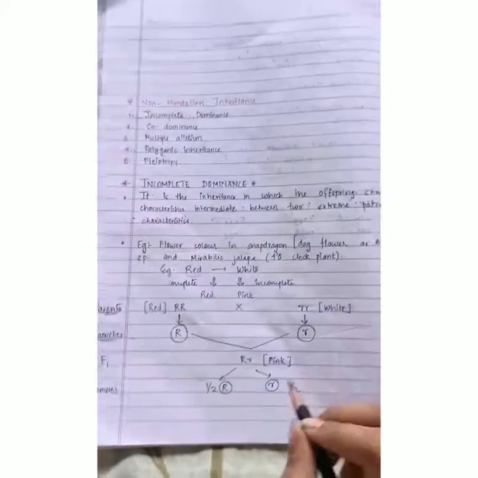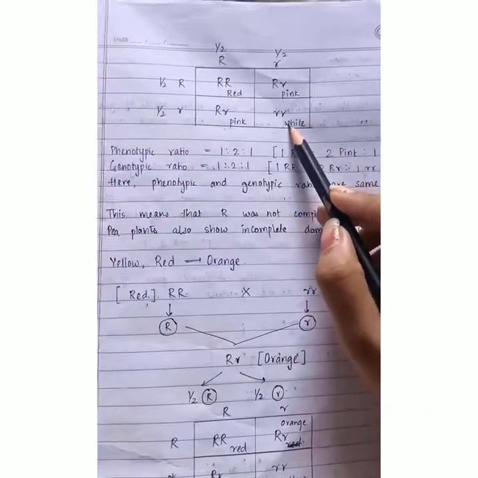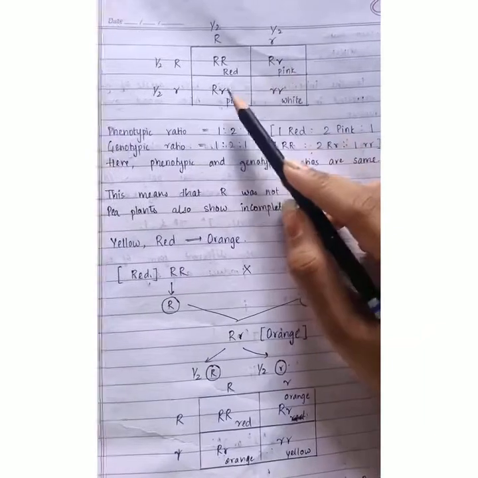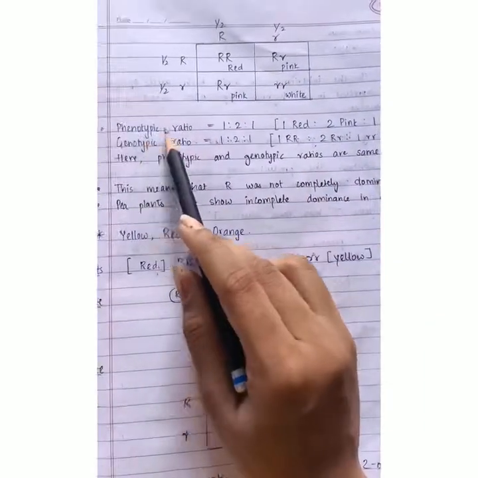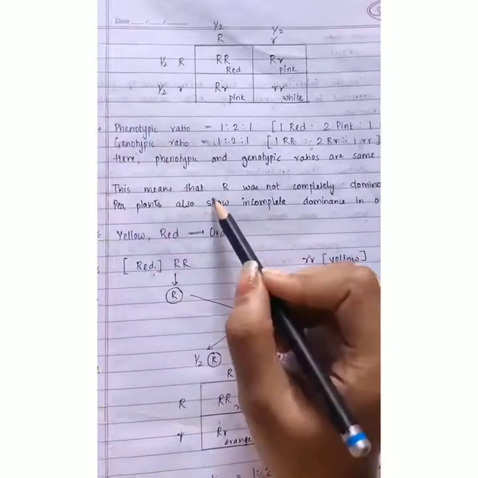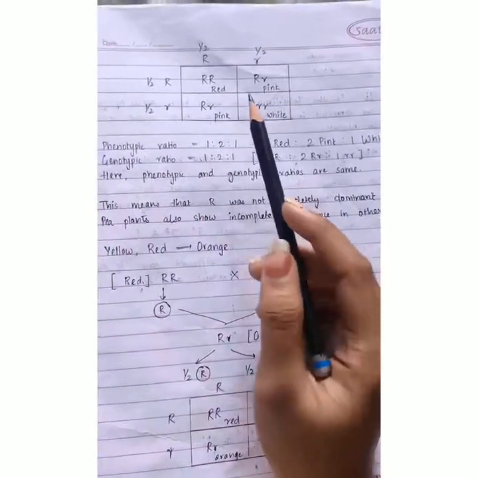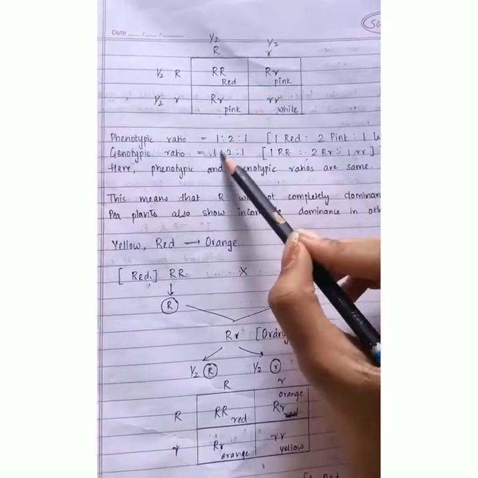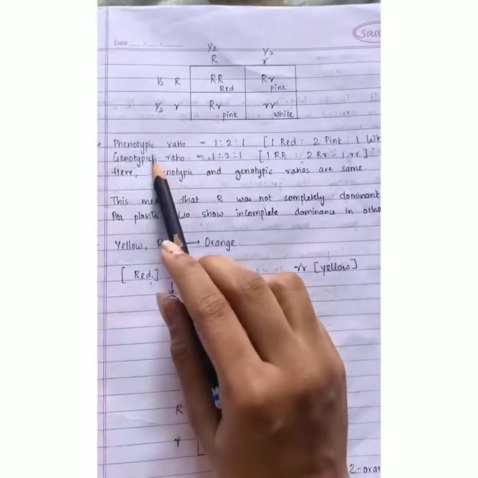And these gametes will undergo the F2 generation. As it undergoes the F2 generation, it will form RR, Rr, Rr, and rr. So the phenotypic ratio: what is phenotype? Phenotype is the physical expression, what we observe. By observing this F2 generation, we can see 1 is red, 2 is pink, and 1 is white. So 1 is to 2 is to 1: 1 red, 2 pink, and 1 white. This is the phenotypic ratio.